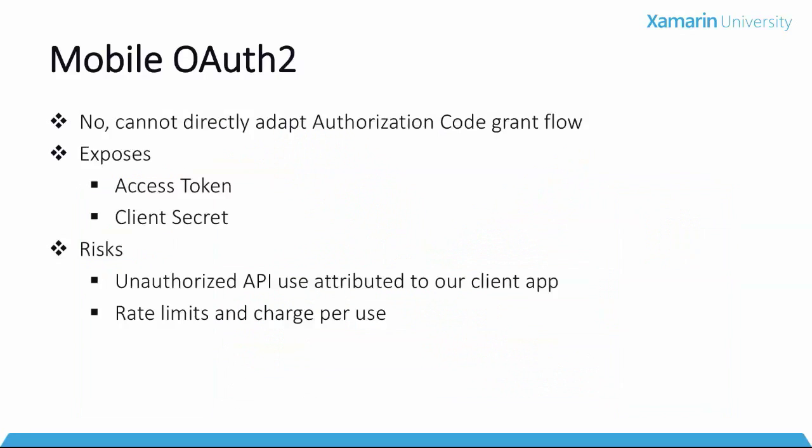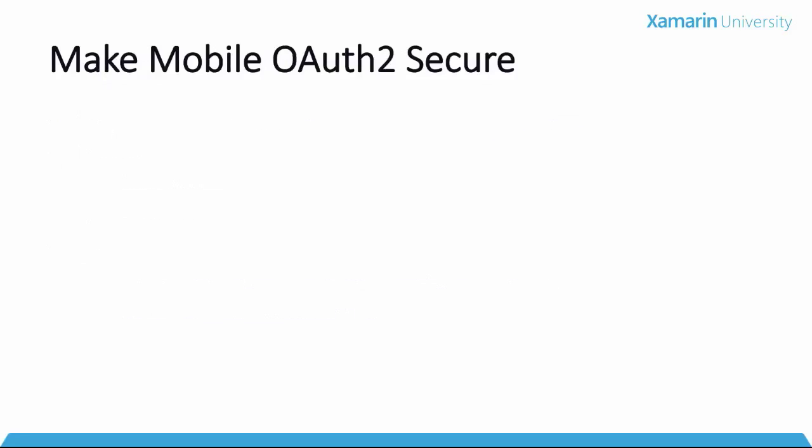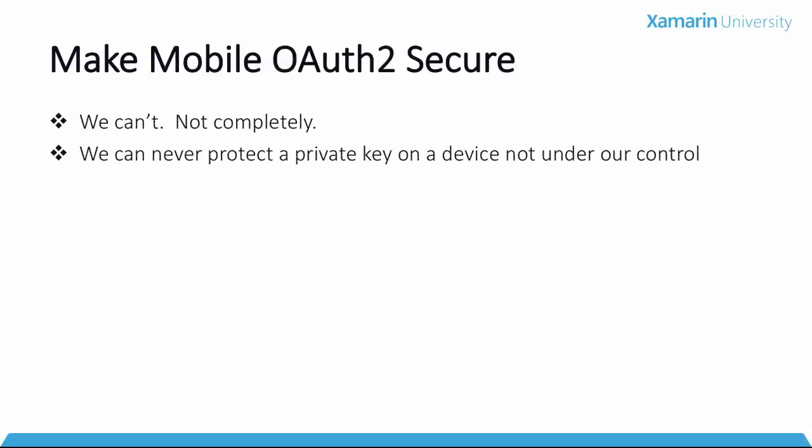So since we're exposing our client secret there, and even our access token is somewhat sensitive since it does represent an authenticated user, an authenticated client app, we don't want people making changes to the user on our behalf with that access token. But really the client secret's the thing that's so highly sensitive. So we don't want people making API calls in our name, so we really don't want to do this approach. So how can we make mobile OAuth secure? Well, we honestly can't. We can never protect a private key on a device that's not under our control. That means we can never make it completely secure using just mobile to a third-party provider.